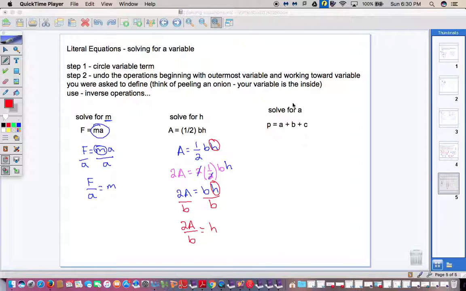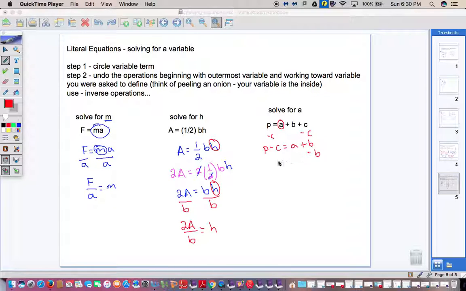Okay, in this next one, solve for a. This is the perimeter of a triangle where you have 3 sides, so side 1, or A, B, and C. If I want you to solve for a, my first step would be to circle the variable term. Now I'm going to work from my outermost variable and remove it from that side of the equality. So I have a plus b plus c. I'm going to start just subtracting. So I have p minus c is equal to a plus b.